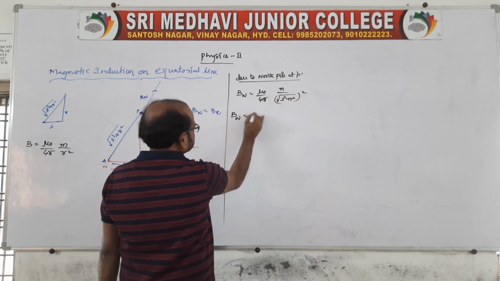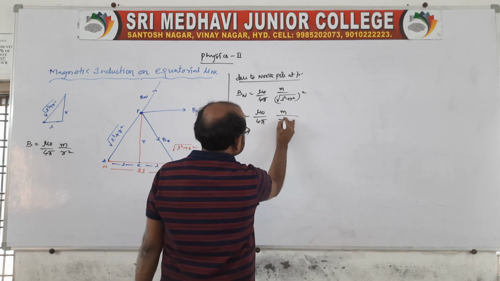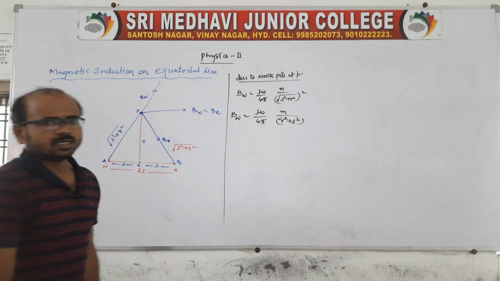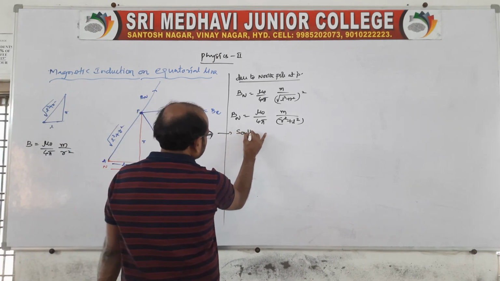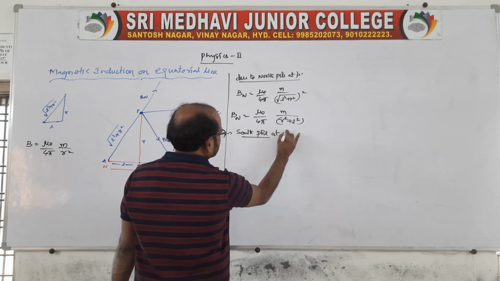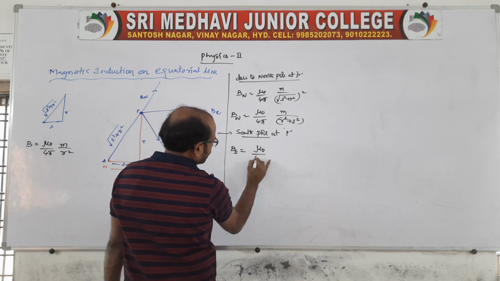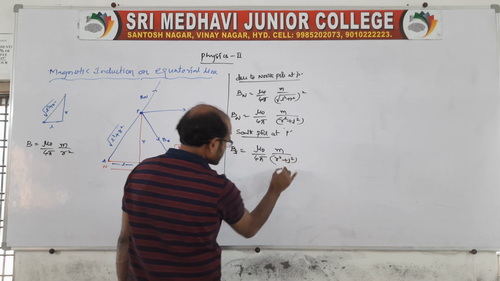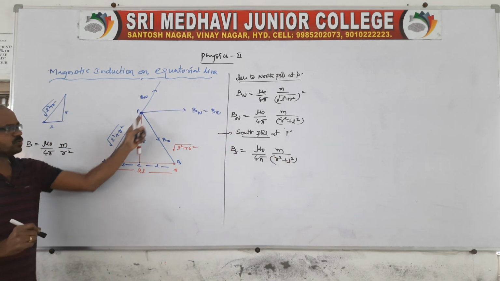Due to north, it is mu naught by 4 pi into m by R square plus L square, because the whole square cancels the square root. Take the same situation for the south pole at P. So B south is equal to mu naught by 4 pi into m by R square plus L square. It remains the same because the distances are the same.